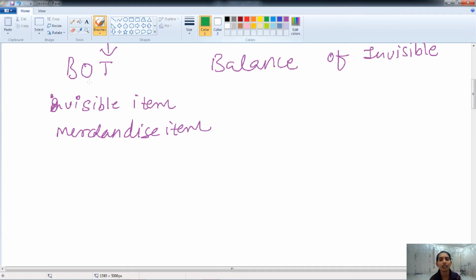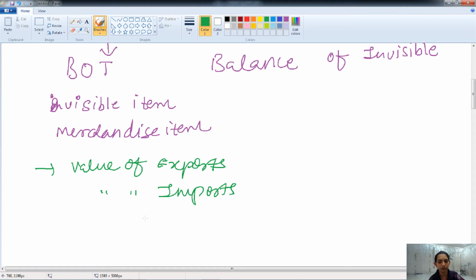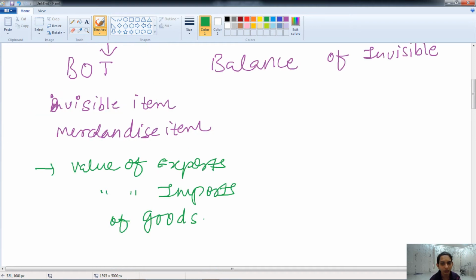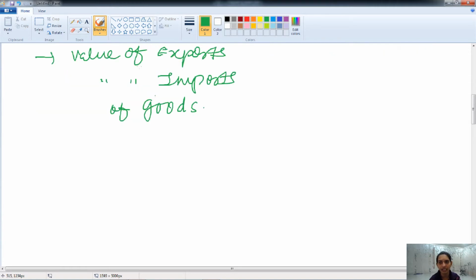So balance of trade includes the value of exports and the value of imports of different goods. It includes goods only. Balance of trade includes goods only, and therefore it is known as a visible item or the merchandise item.